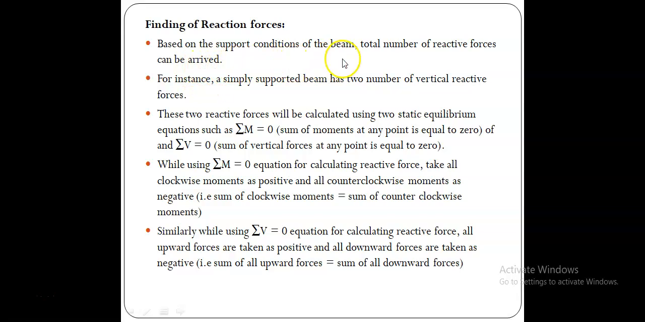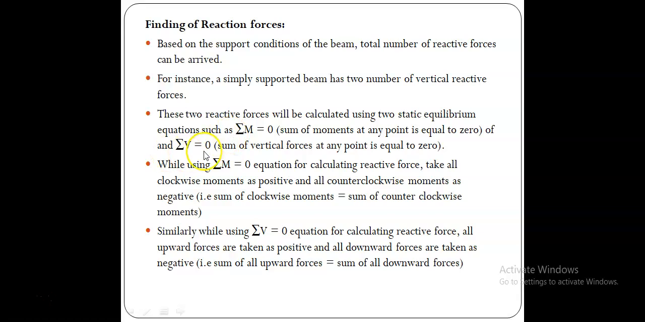In case of a simply supported beam, it has only two reactive forces. One is the upward reaction at support A, and another one is the upward reaction at support B. These two reactive forces will be calculated using two static equilibrium equations, such as sigma M equal to 0 and sigma V equal to 0. So these two are nothing but the static equilibrium equations.